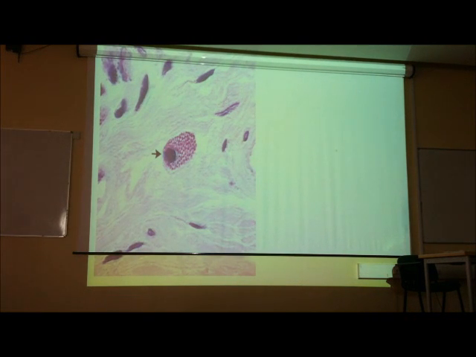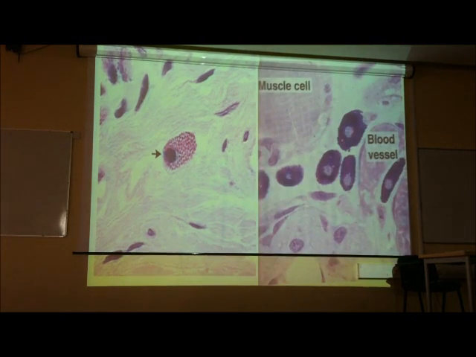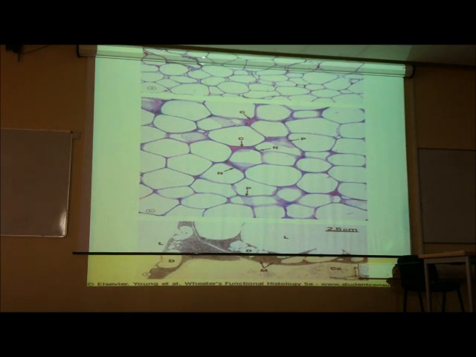What do you think? Mast cell. Another mast cell. Okay, the easy one.